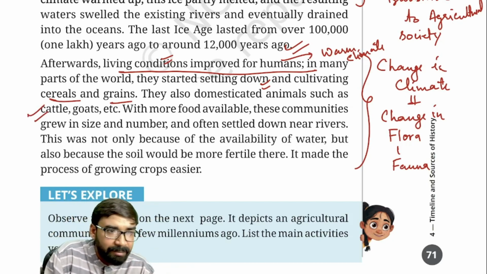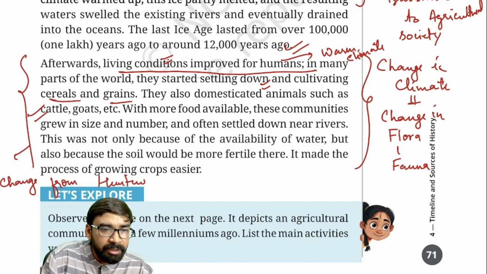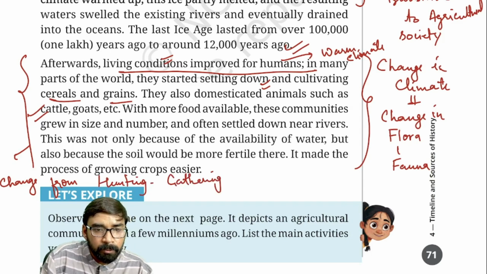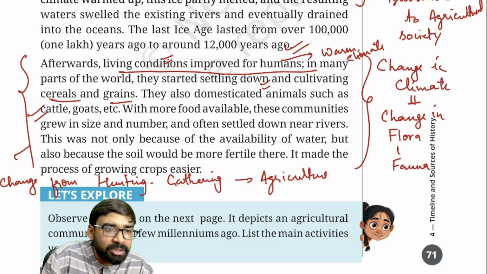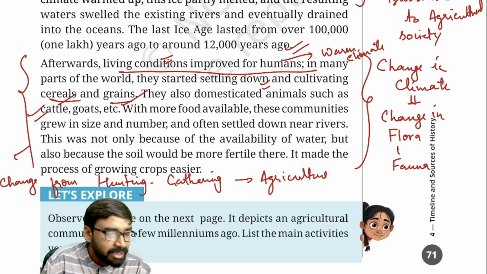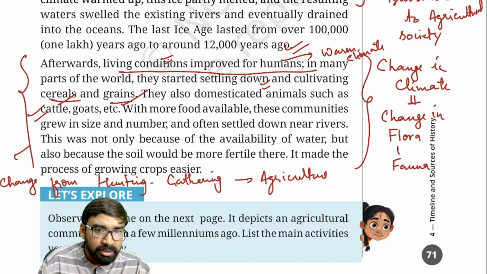ये transition आया, change from hunting, gathering to settled agriculture. That means agriculture was started. They started cultivating what? Cultivating cereals and grains. Then they also started domesticating animals like goat, cattle, etc. Clear?